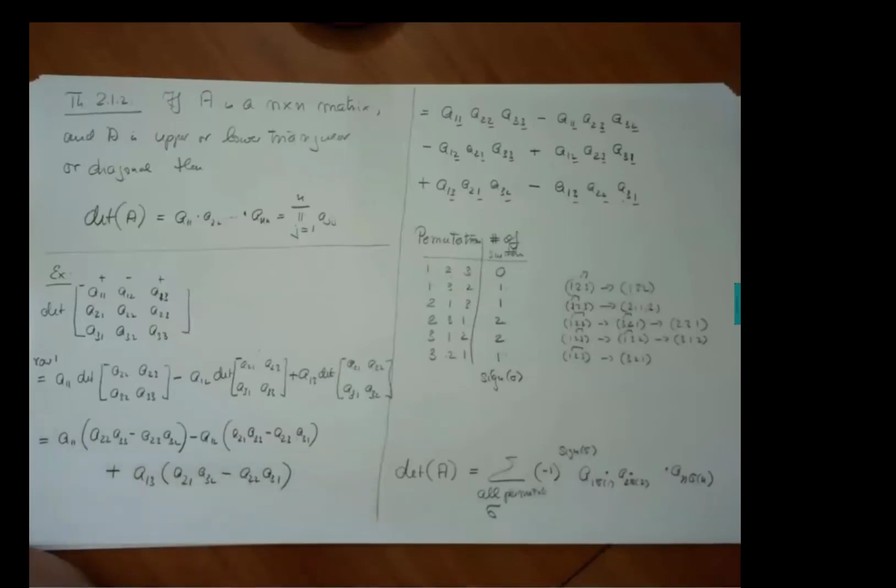Also, maybe what you can try to remember is that determinants have something to do with permutations. So determinants are essentially a clever way, the row or column expansion is a clever way, of generating all permutations with the correct sign.